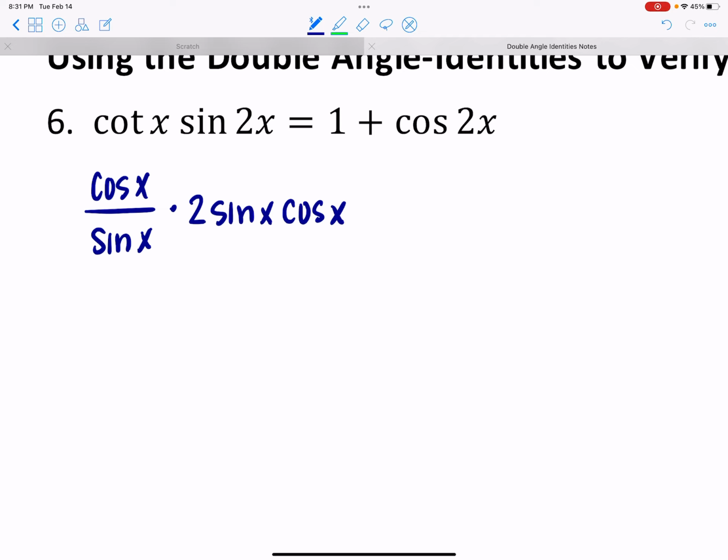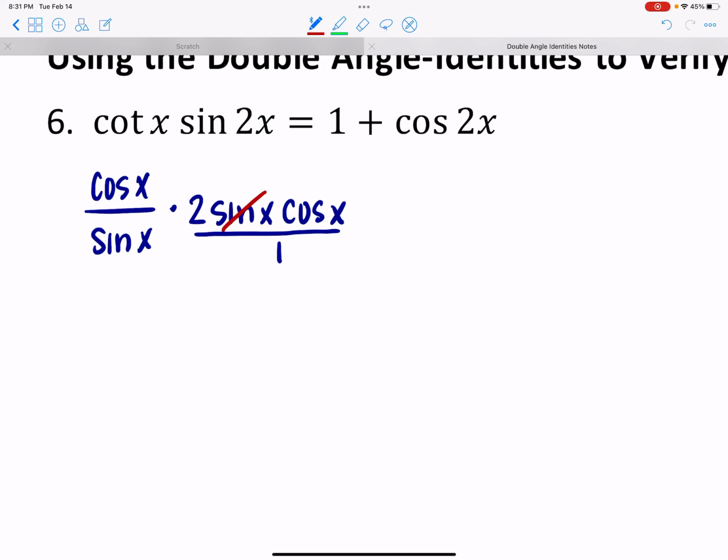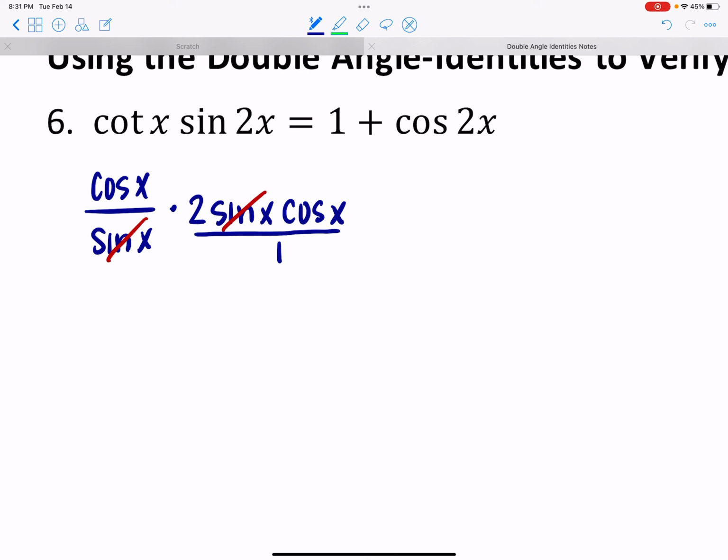So then where could we go? Well, this is technically over 1, which means that the common factor of sine can be reduced out of this. And so what we're looking at in our numerator is cosine of x times 2 times cosine of x. So technically that's 2 cosine squared x. And the denominator just has a 1, which means we're not really having to worry about that denominator.